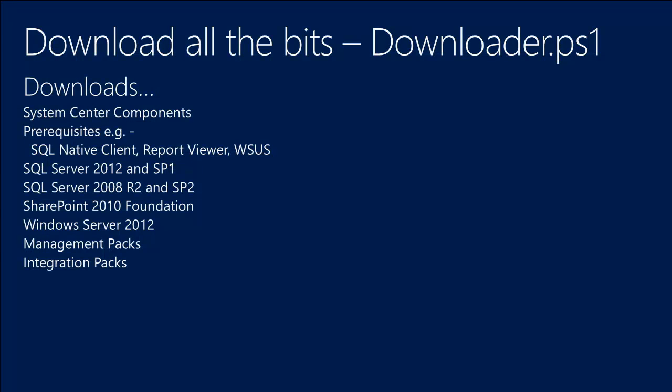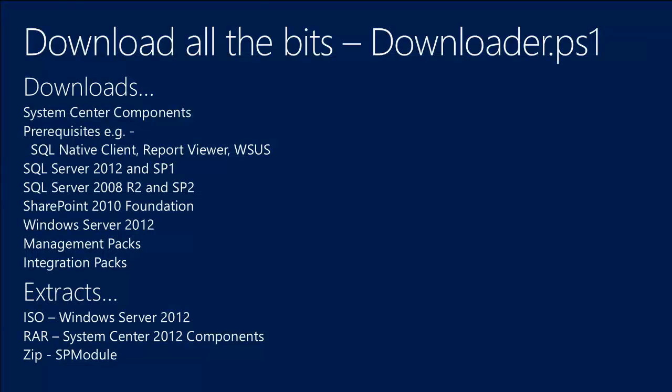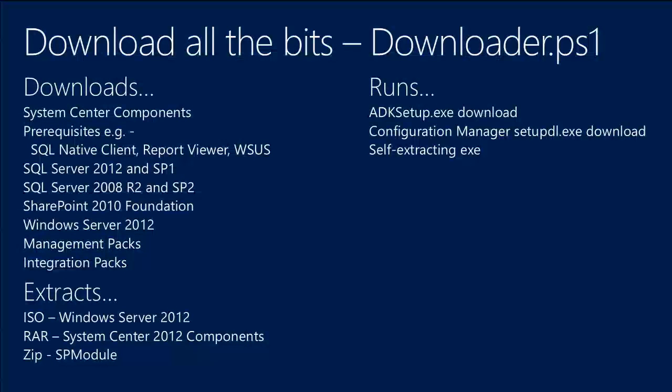Then any of them that require extracting, it goes and extracts them. So anything that's in an ISO, it goes and mounts the ISO and pulls all the files out there. The System Center 2012 components actually come as WinRAR files. It uses WinRAR to extract the contents of those. The SharePoint module that's used to deploy SharePoint is a zip file. It unzips that.